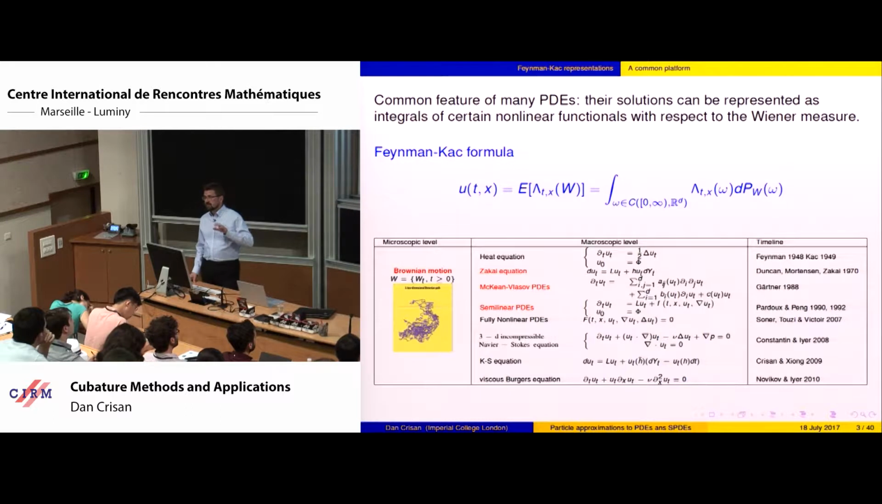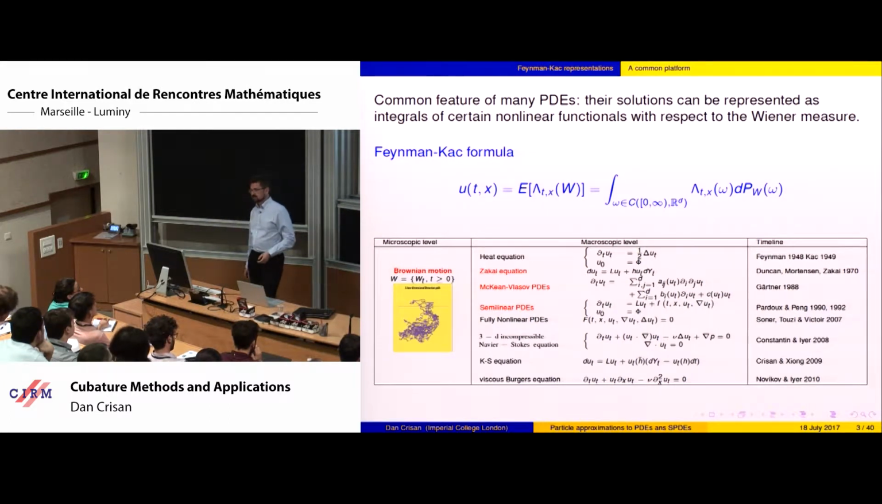Of course, once you know a little bit about this, you realize that it's not really surprising that somehow in your PDE you have a Laplacian, in disguise or by itself, and then it's not surprising that there is a Brownian motion at the microscopic level that is connected to all of them.